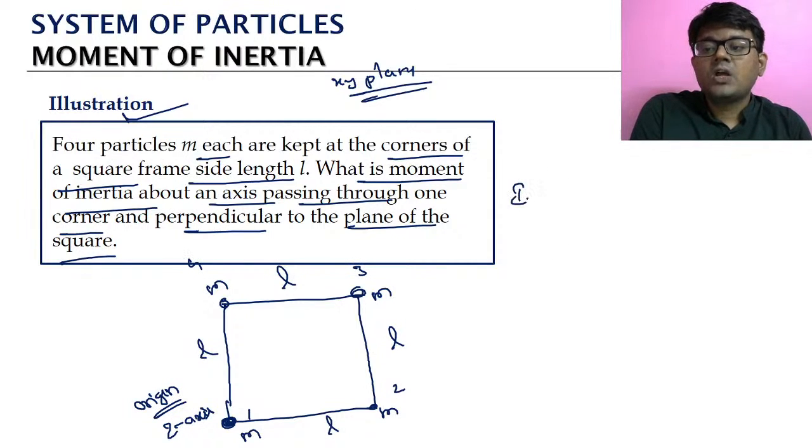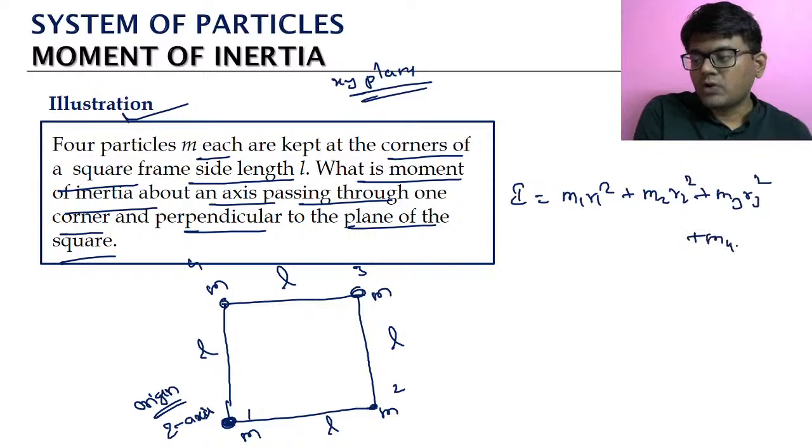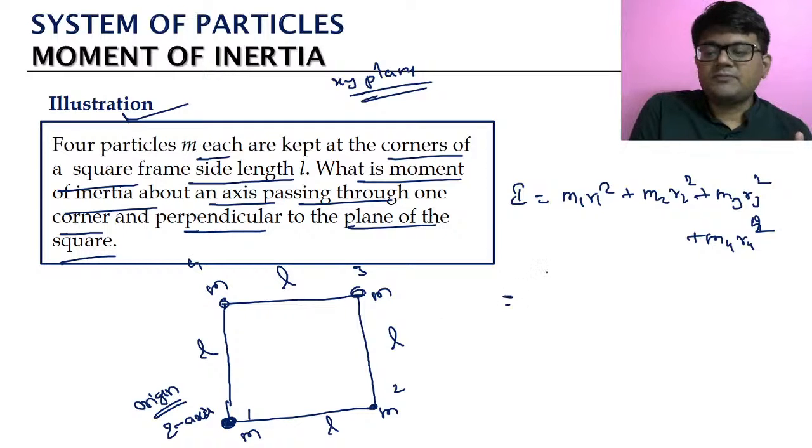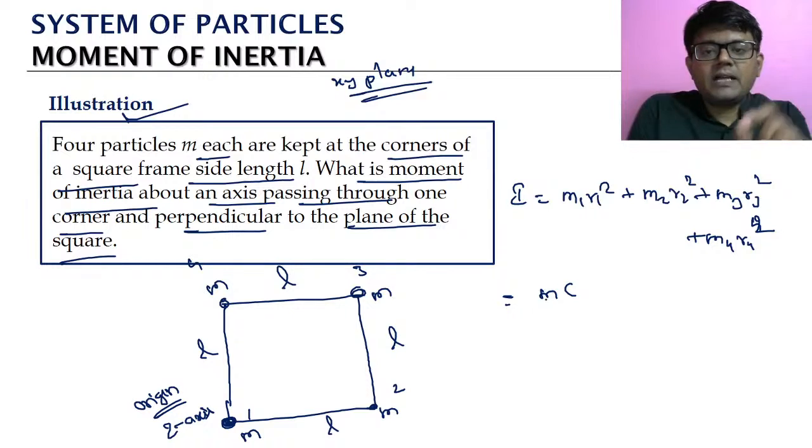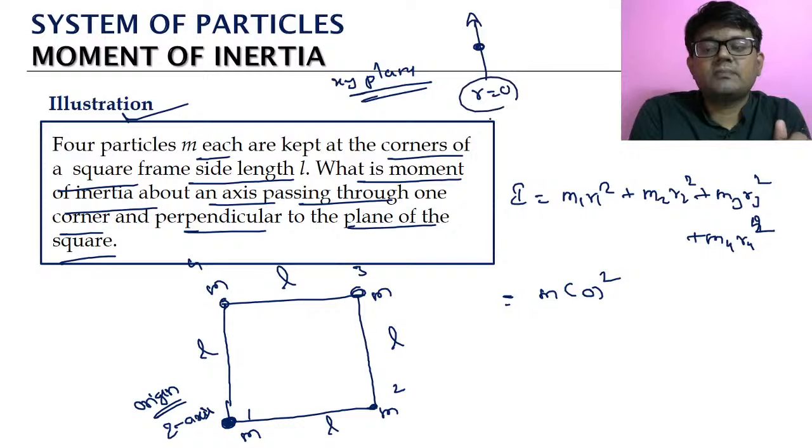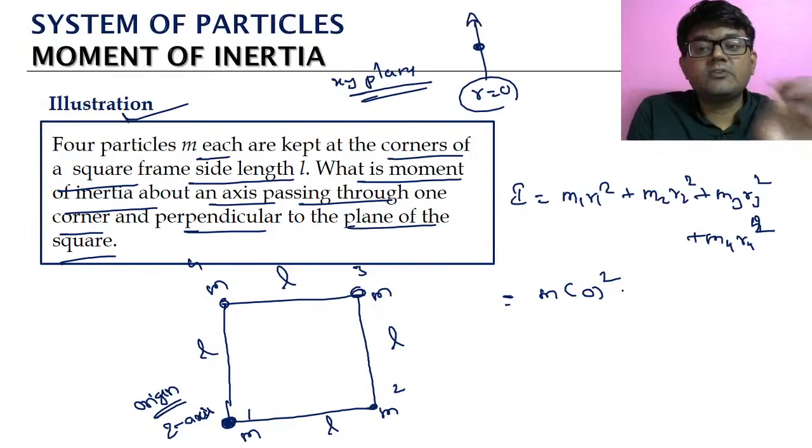What is the concept we have? The moment of inertia of the entire system of particles is equal to M1 R1 square plus M2 R2 square plus M3 R3 square plus M4 R4 square. M1 is the mass of the first particle, that is M. R1 is the perpendicular distance from the axis. The axis is passing through that same corner point 1, so the distance from the axis is 0. If the particle is lying on the axis, the distance will be 0 only, so the moment of inertia in that case will be 0.